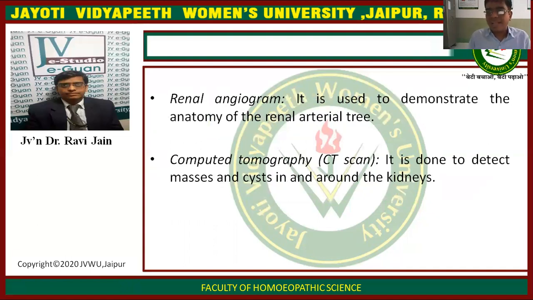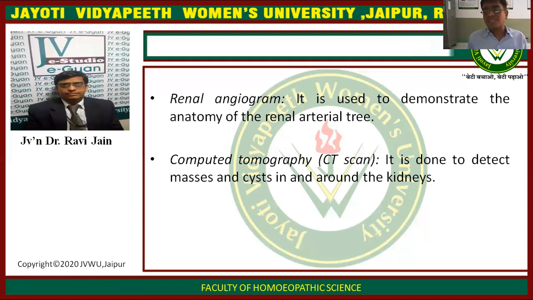Next is the renal angiogram, to visualize the arteries of the renal system. This is used to demonstrate the anatomy of the renal arterial tree, to check for any kind of obstruction or any kind of disease in the blood circulation or the artery system of the kidneys. It is for any kind of aneurysm or blockage or any other thing.